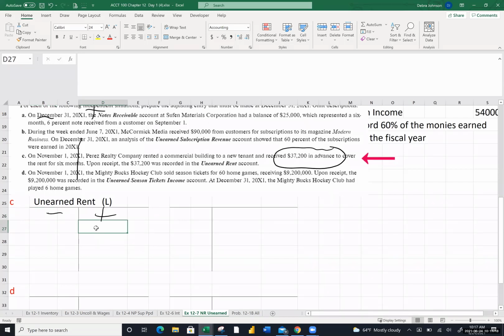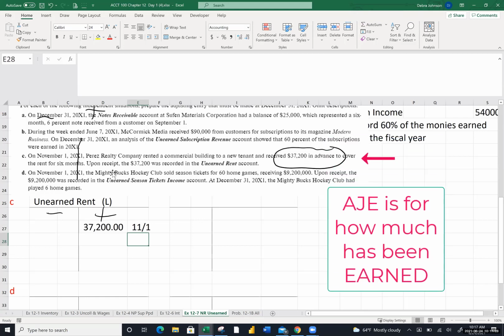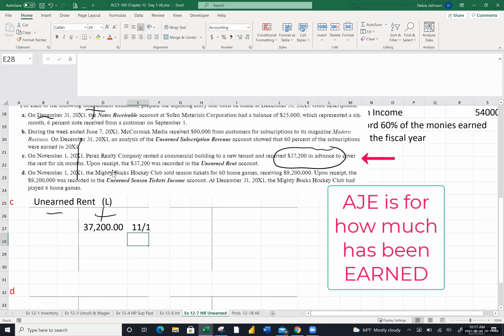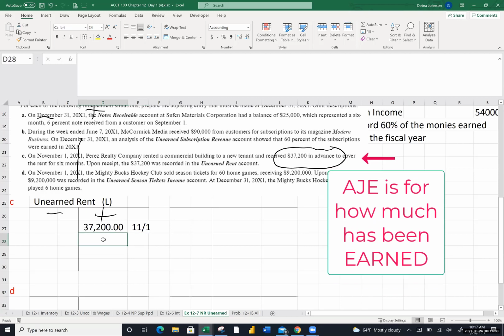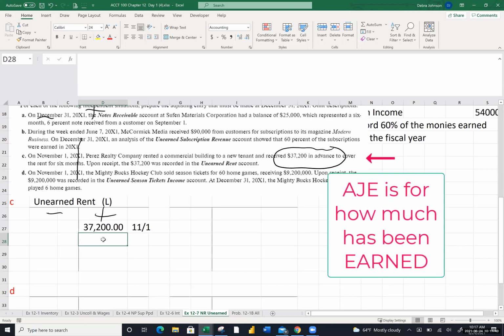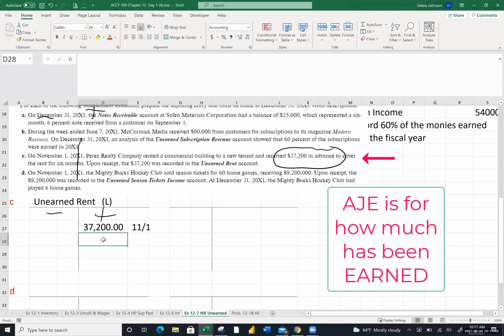So it says we got $37,200 and we got it on November 1st. So that's when we got it. That's not what this is about. This is about doing the adjustment for what's been earned. So we're going to keep reading, and I'll go back and put a couple more notes on that one. That's just where it's sitting right now. It says on November 1st, they rented a commercial building to a new tenant. They got $37,200 in advance to cover the rent for 6 months. This is 6 months rent.